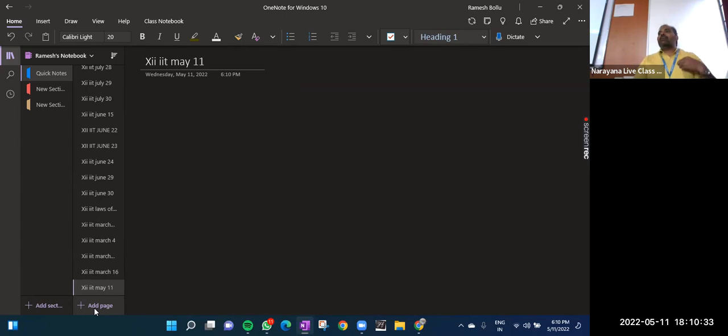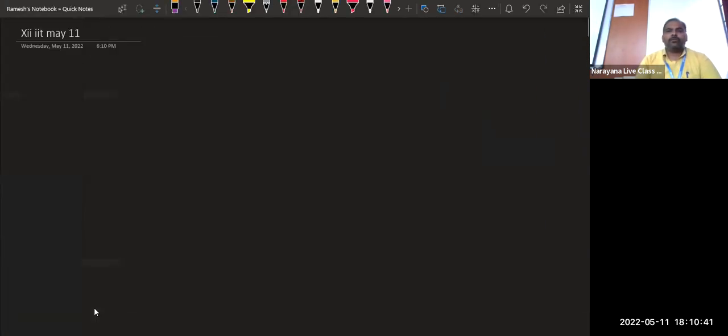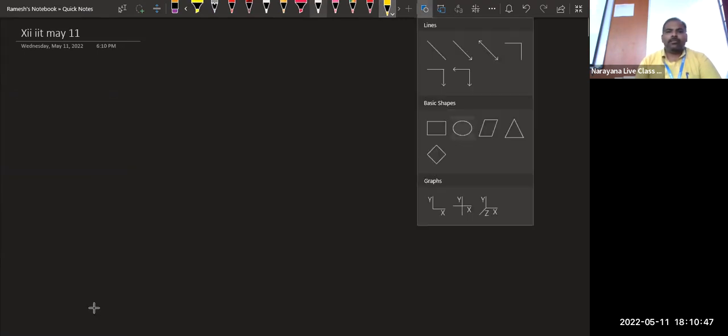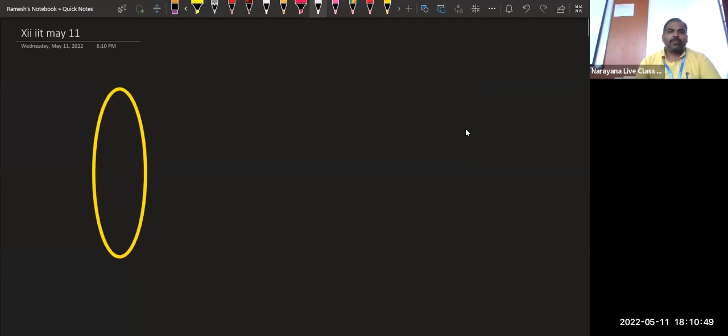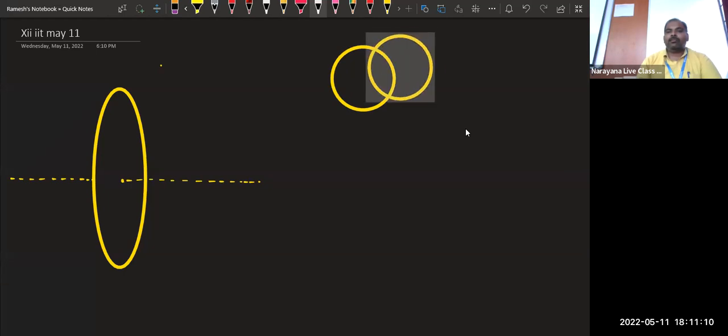Okay, yesterday we started, and we will continue that: electric field due to a charged disk. Here, this is one circular disk. What is the name of this axis? Principal axis. Understood? And how is the charge distributed on the circular disk? Uniformly distributed like this.